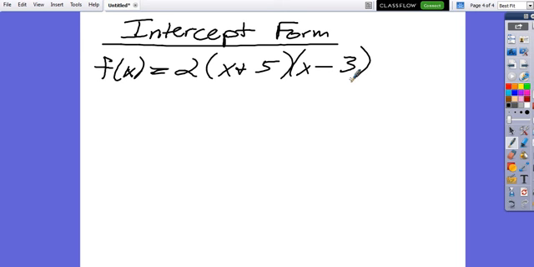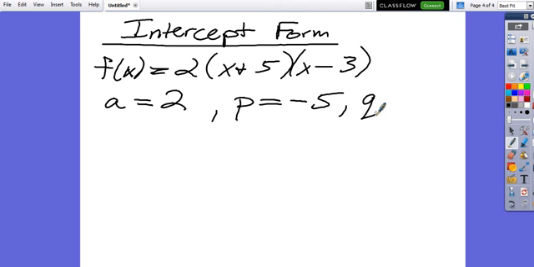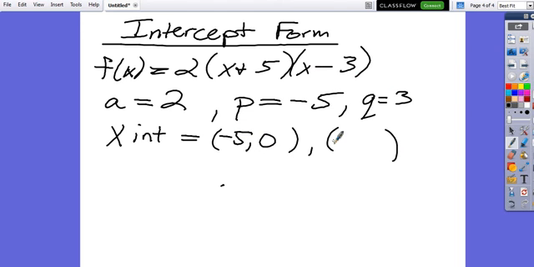All right, so the first thing we identify is our a value, and that is 2. The second thing is our first x-intercept, which is p, and that would be the opposite of the first set of parentheses, so that's negative 5. The second intercept is our q value, and that's the opposite of what's in the second set of parentheses, so that's 3. So we identify those three things. Now we formally recognize our intercepts in the form of an ordered pair. So our two x-intercepts are (-5, 0) and (3, 0). Notice I just bring down the same values that I have. I don't change the signs again. I found those opposite signs to start with, and now I just bring them down into the formal ordered pair. Don't change anything.